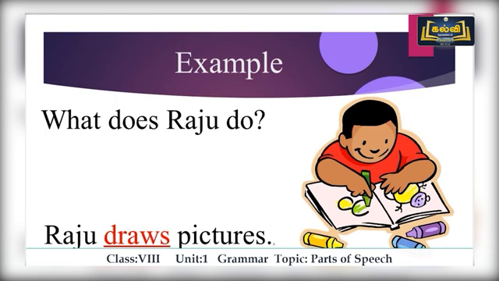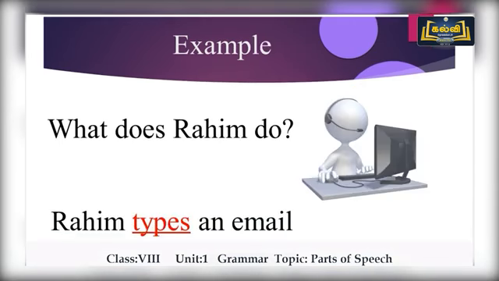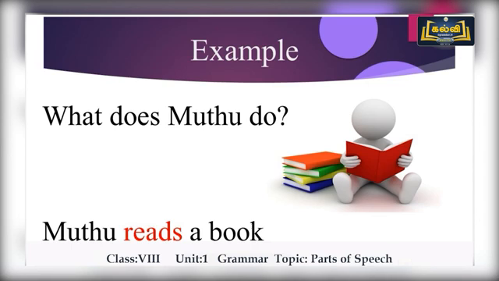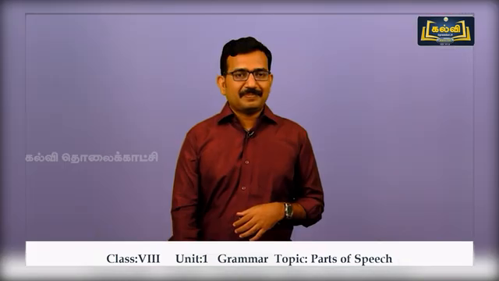Look at the boy. His name is Raju. What does Raju do? Raju draws pictures. Look at this image. What does Rahim do? See, he is typing something. So, Rahim types an email. So, I have underlined types. So, one boy here is doing some action. I have asked and I have named him as Muthu. What does Muthu do? Muthu reads a book.